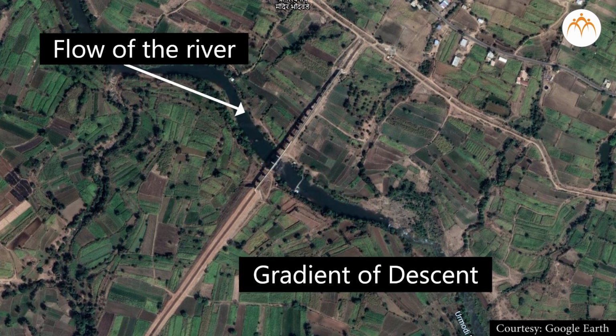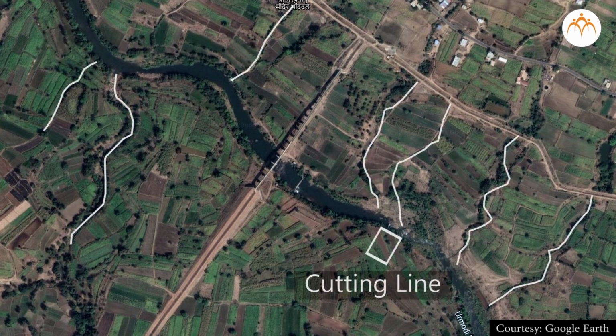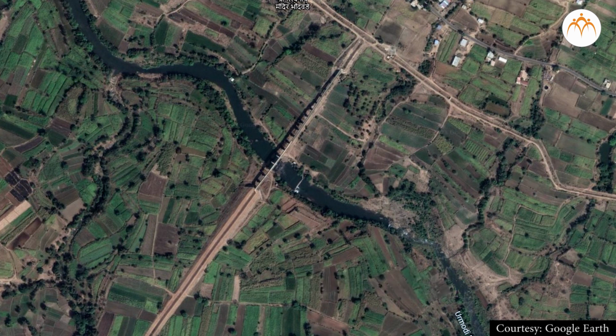It shows the gradient of descent. The cutting line is taken at the depth of the river. In the above map, a cross section is taken to determine the depth of the river. It shows the descent of banks on either side of the river.